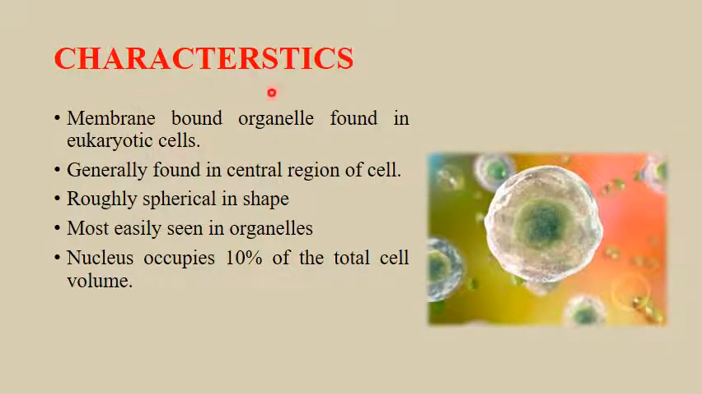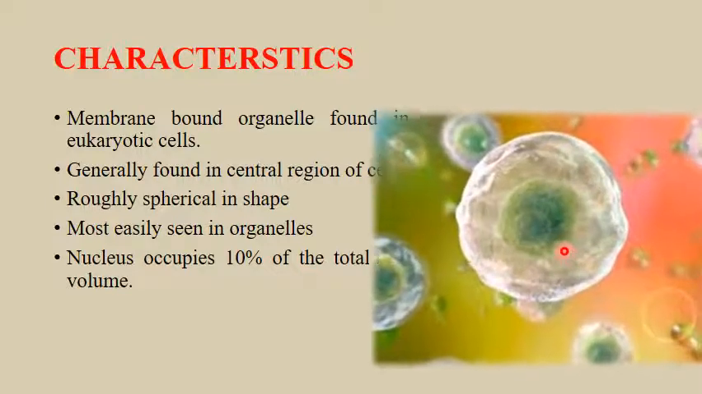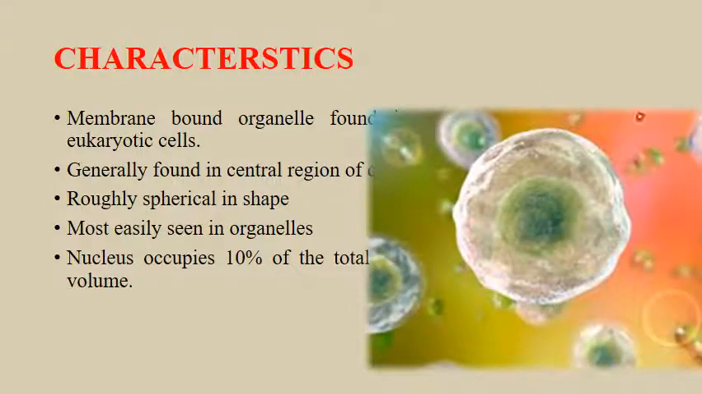So here I am going to talk about the characteristics of the nucleus. The nucleus is a membrane bound organelle that is found in the eukaryotic cells. When we are comparing prokaryotic cell and eukaryotic cell, the eukaryotic cells have a nucleus but prokaryotic cells do not have a nucleus. It is generally found in the central region of the cell. It is roughly spherical in shape, and the nucleus occupies 10% of the total cell volume.